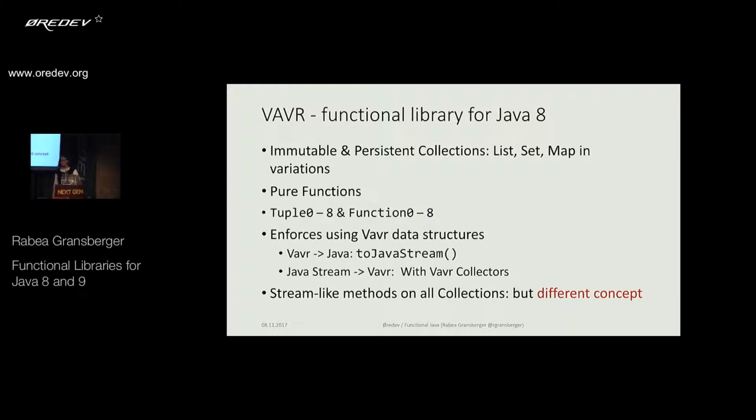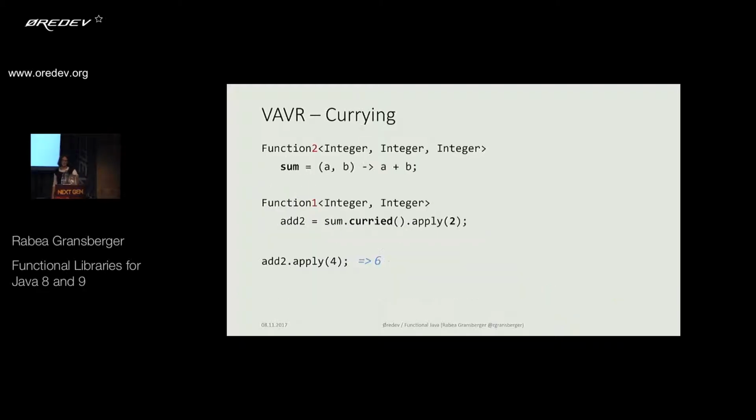We also have tuples and functions with more values, and it really enforces you to use the Vavr data structures. Because the stream-like methods like filter and map and so on will be directly available on the collection itself. We don't have a stream anymore, so we don't extend stream. We are only working in Vavr, but there's converters to get to Java 8 again. So with Vavr, because it's a functional programming language, it directly implements some of the features of functional programming.